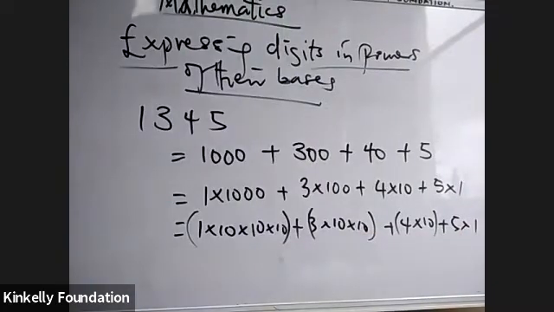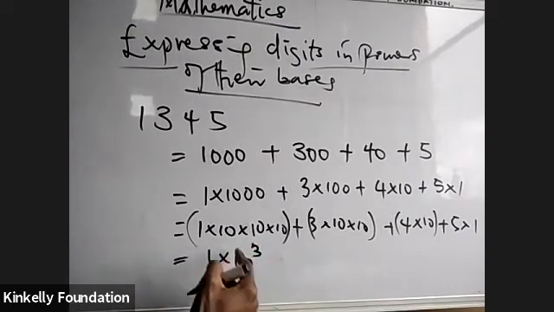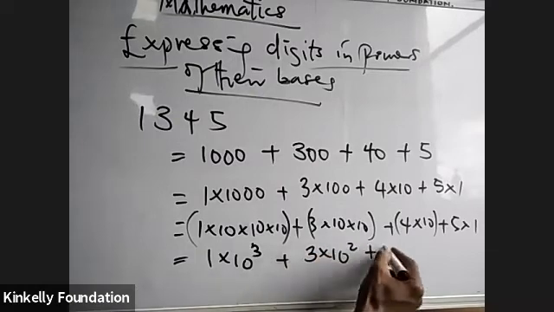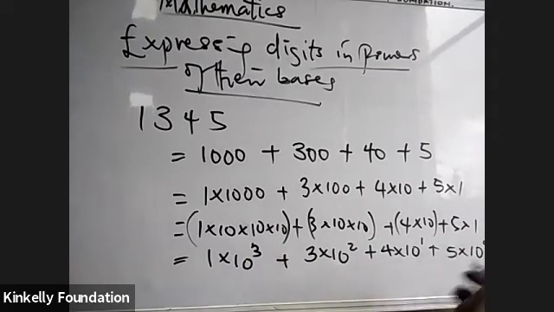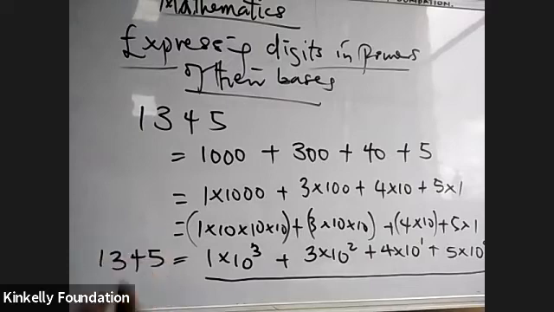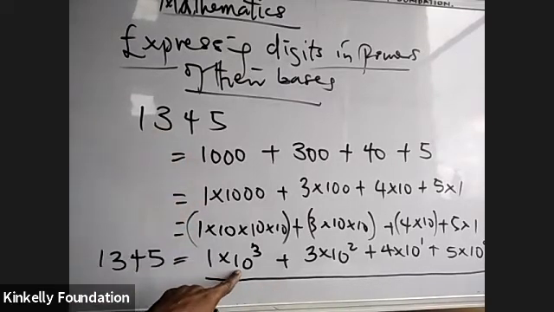Now, let us look into the powers. We have 1 times 10 raised to power 3, plus 3 times 10 raised to power 2, plus 4 times 10 raised to power 1. There's no 10 here, which means it is 10 raised to power 0, and you know that any number raised to power 0 is 1. So we see here that we have expressed the number 1345 in powers of 10. Now we have to say that this is base 10. You see the number itself is already in base 10.